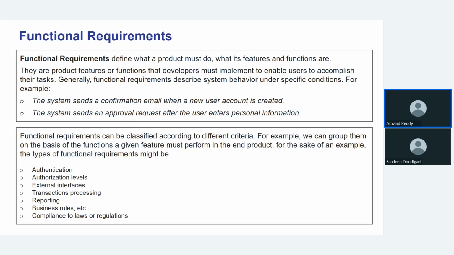If you add anything, like buttons or details, and if you enter some information it navigates to another page, that is also a functional requirement, we can say. The system sends the approval request after the user enters the personal information. This is also one of the functional requirements.